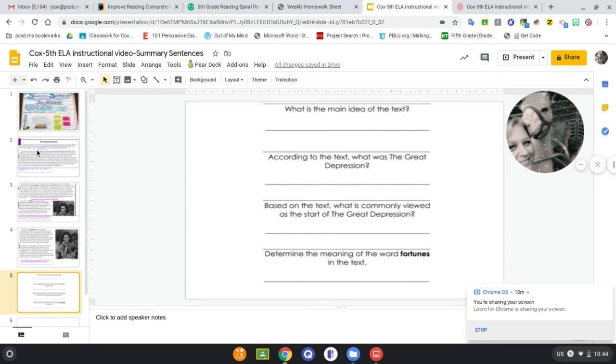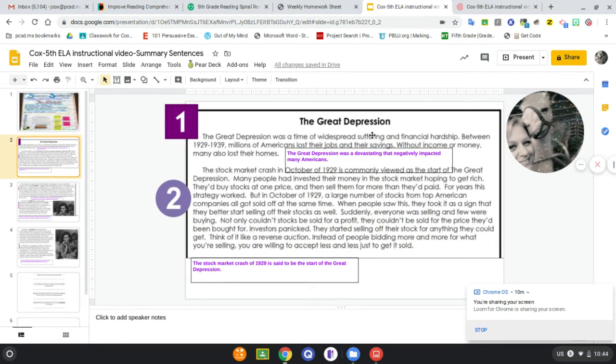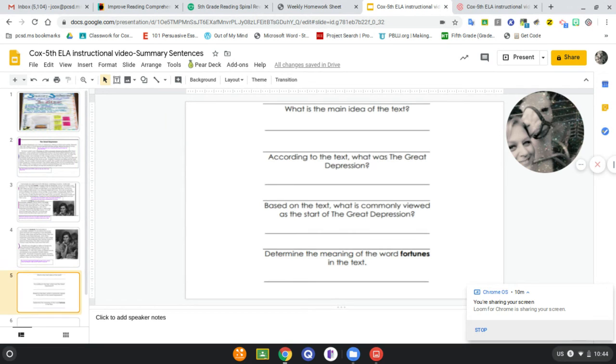And let's go back and look at our summary sentences. If you will look in that first section, it tells you exactly what the Great Depression was, and it says it was a time of widespread suffering and financial hardship. Question 3, do you see how quickly we're answering these questions just using our summary sentences? Also, doing that helps us to remember what we read, and writing those summary sentences will really help us to do that.